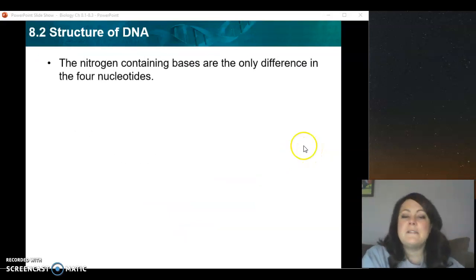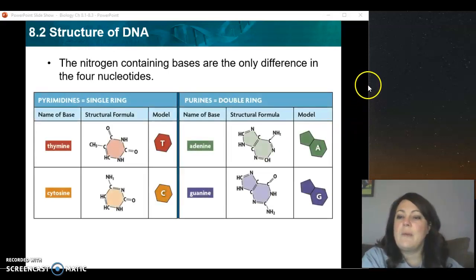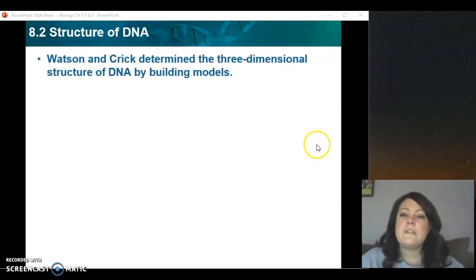The nitrogen-containing bases are the only differences in the 4 nucleotides of DNA. There are pyrimidines, which are single rings. You can see over here, there's thymine and cytosine. There's a single ring. We label that T, and the cytosine is C. Purines are double rings. So adenine and guanine. Adenine has 2 rings there. We label it with an A, guanine with a G. Watson and Crick determined that the 3-dimensional structure of DNA was what it was by building models.